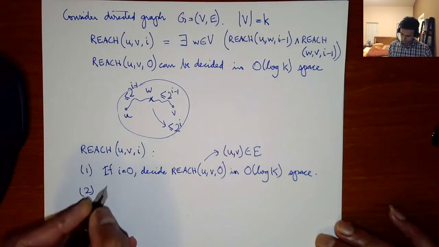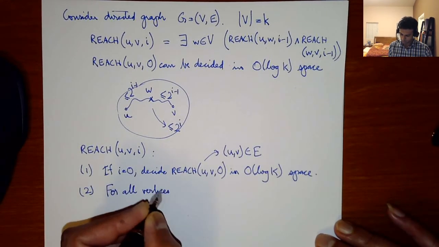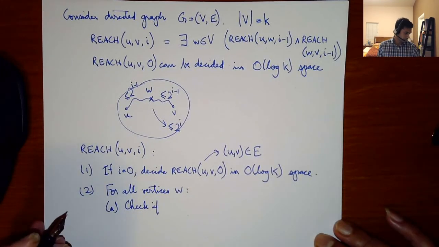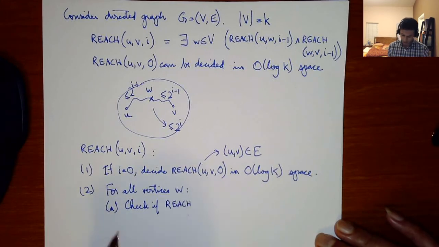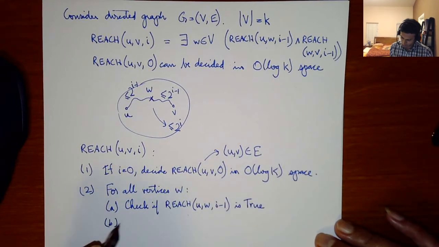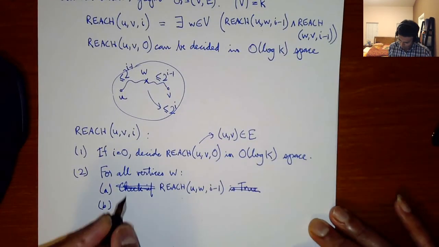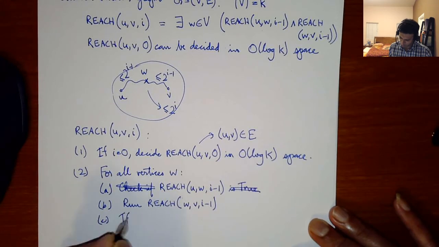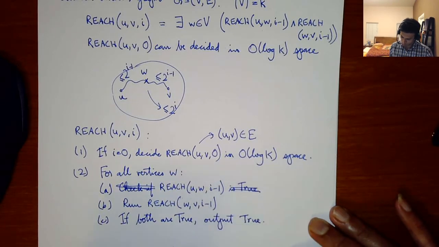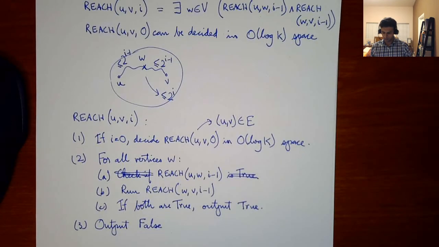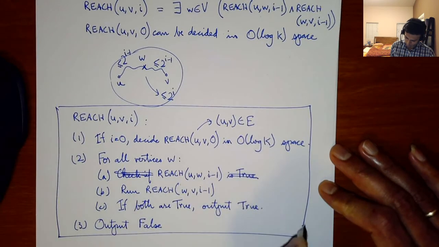Okay. Otherwise, you do the following. You say for all vertices W, check if reach U W I minus 1 is true. Or I should actually make it even simpler: you run this procedure, and then you run reach of W V I minus 1, and if both are true, then you output true. Otherwise, you just output false. Okay, this is the entire code for reach.